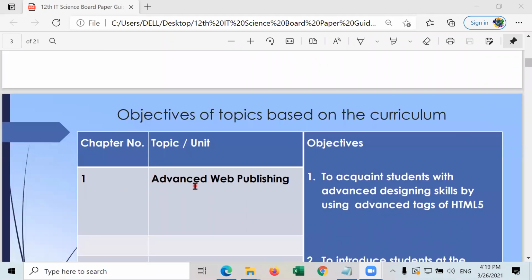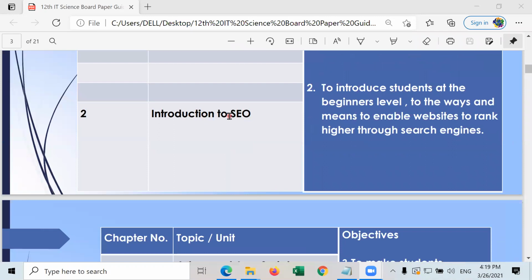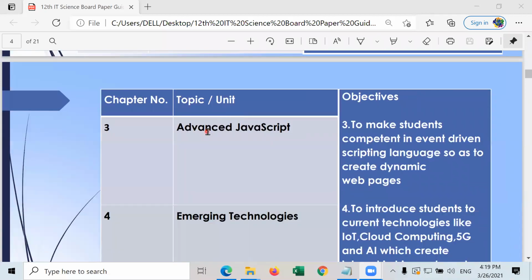Now, look at the first chapter, Advanced Web Designing. In this chapter, you have studied HTML language. You have written and you have executed many HTML programs. Second chapter is Introduction to SEO. In this chapter, you have studied how to optimize websites, how to get a high rank for your website. The third chapter talks about JavaScript language. In this chapter, you have studied JavaScript language, its functions, its uses, how to execute JavaScript programs.